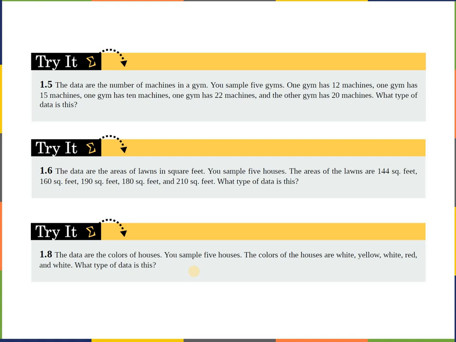The last example here, the data are the colors of houses. You sample 5 houses. The colors of the houses are white, yellow, white, red, and white. What type of data is this? So this is qualitative data, or categorical data, because the data here is not numbers, it is words.